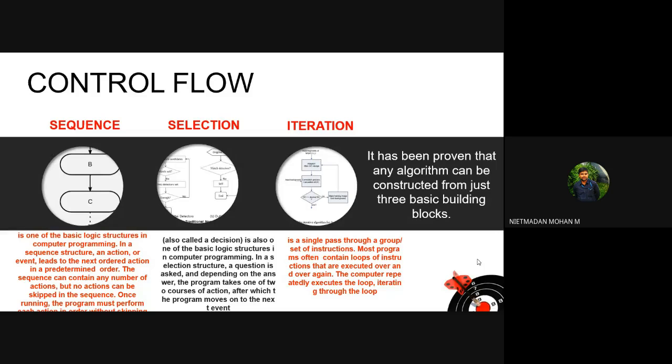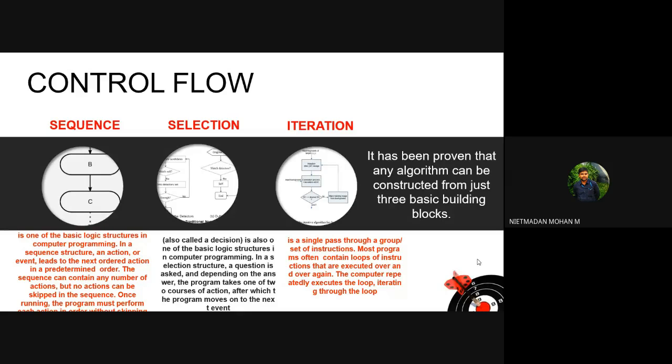So sequence, the order-wise, whatever we have discussed in the previous class, the algorithm will be in a sequence: step 1, step 2, step 3. After that, step 4, step 5, something like that. It will move on. And the selection part: if the condition is true, then it will move to another statement. If the condition is false, then it will move to another statement. So this is the selection part.